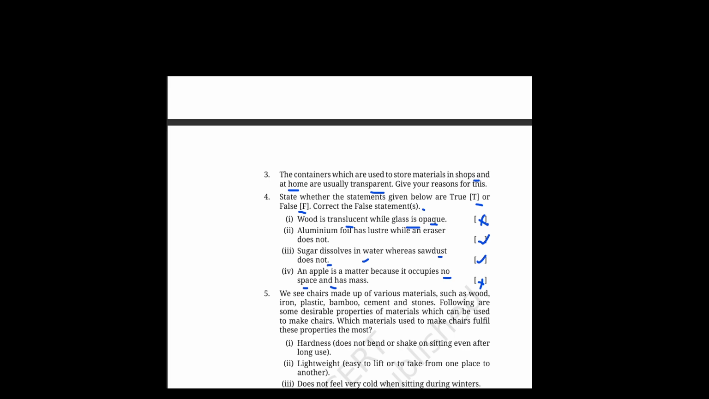So with this we are finished with question number 4. We come to question 5. We see chairs made up of various materials such as wood, iron, plastic, bamboo, cement and stones. Following are some desirable properties of materials which can be used to make chairs. Which materials used to make chairs fulfill these properties the most?